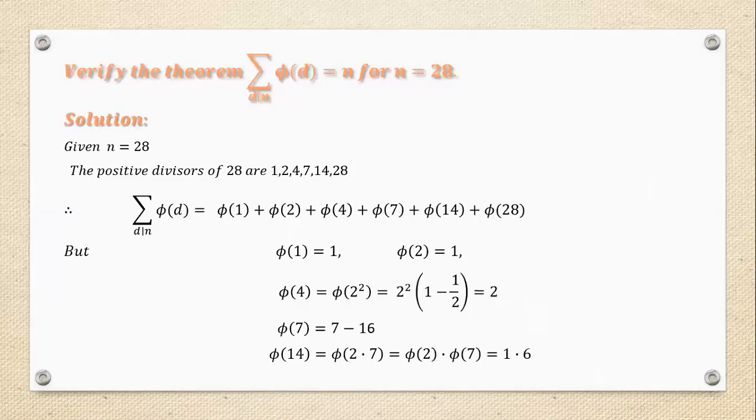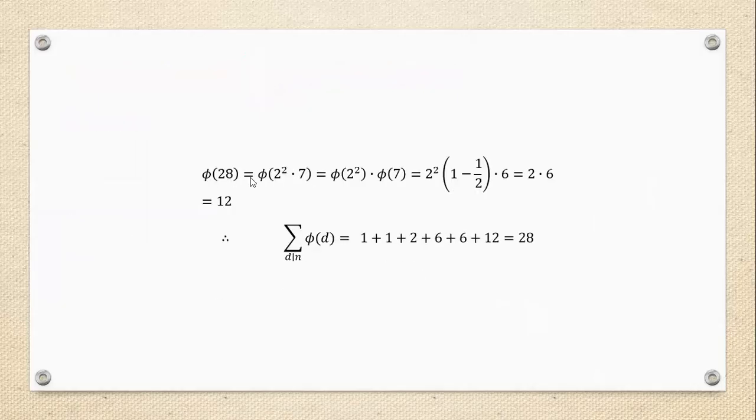And look at the next value, phi of 28. For phi of 28, we decompose it as 2 square into 7. Now we can write phi of 2 square into phi of 7. Just apply the formula for phi of 2 square, that is 2 square into 1 minus 1 by 2. The value of phi of 7 is 6 because it is a prime number. 12 is the answer. So here I am separately finding the values for the given function.